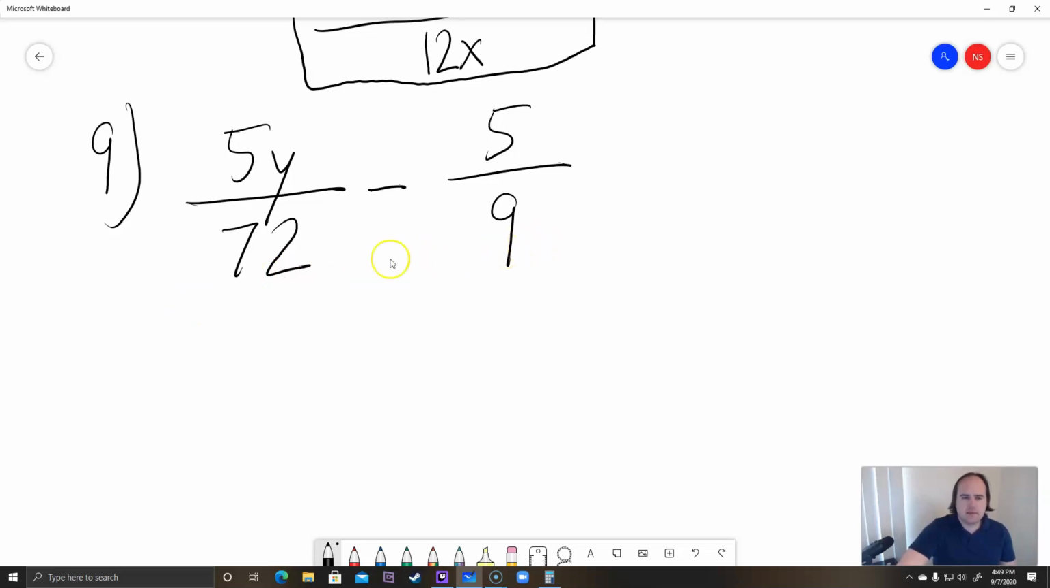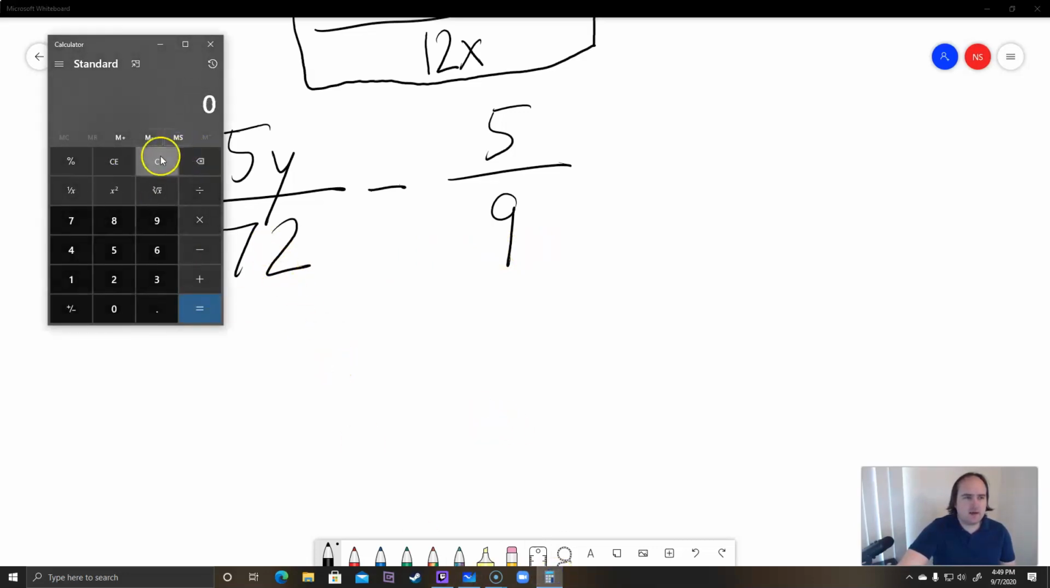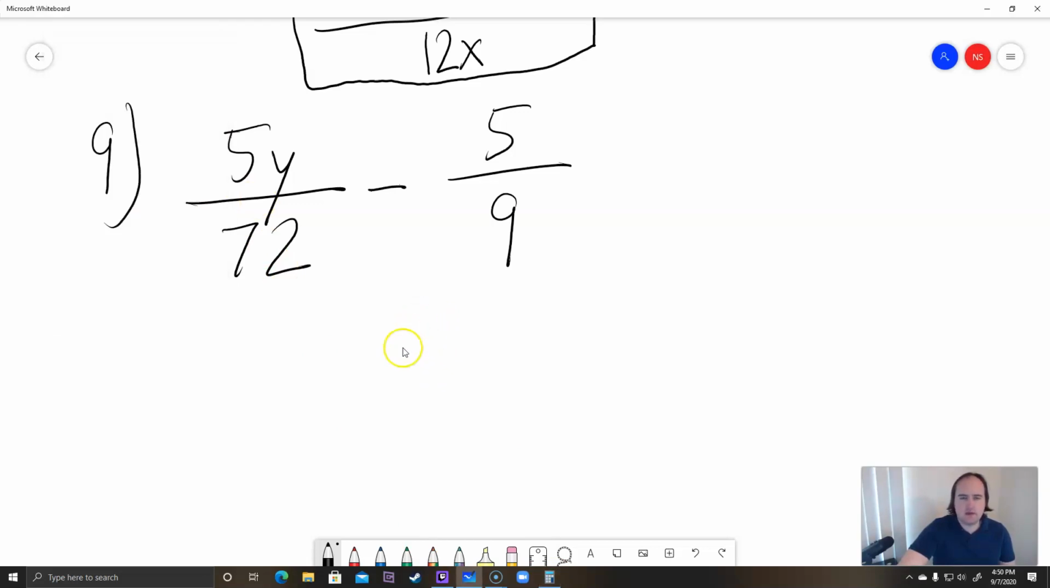So does 9 go into 72? What do you do if you don't remember your times tables? Well, you can do 72 divided by 9 on your calculator. 72 divided by 9 is 8. 8 times 9 is 72. So then my question for you is, what are we missing from this denominator? Well, here we have a 72. Here we have a 9. Well, 9 times 8 is 72. So we're going to multiply this second fraction by 8. So we multiply by 8 on the top and the bottom.